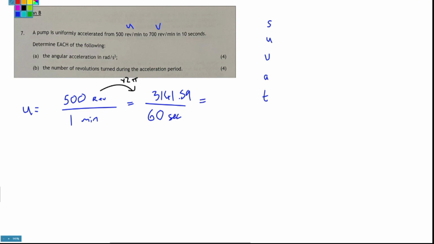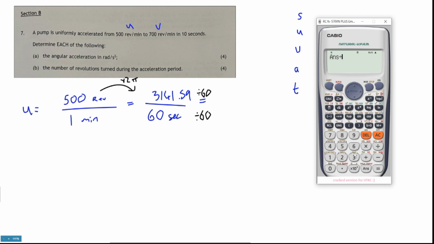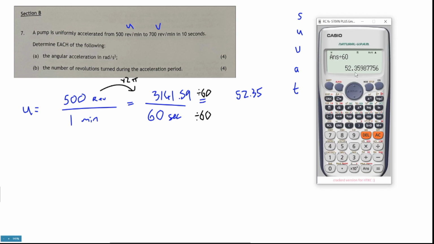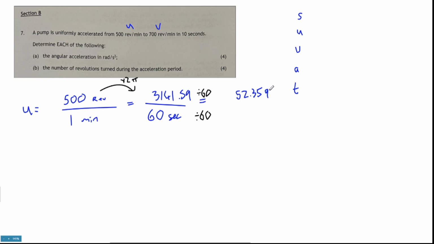So I'm going to divide the top by 60, and also the bottom by 60. It's a little bit complicated to say it that way, but it's a really easy calculation. I'm basically just doing 3141.59 divided by 60, because I've got too many seconds. It's in 60 seconds, we want it in just 1, so let's divide it by 60. Okay, so now we've got 52.35988. This should now be in radians, because we converted the revolutions into radians. This is rads, and this is per 1 second.